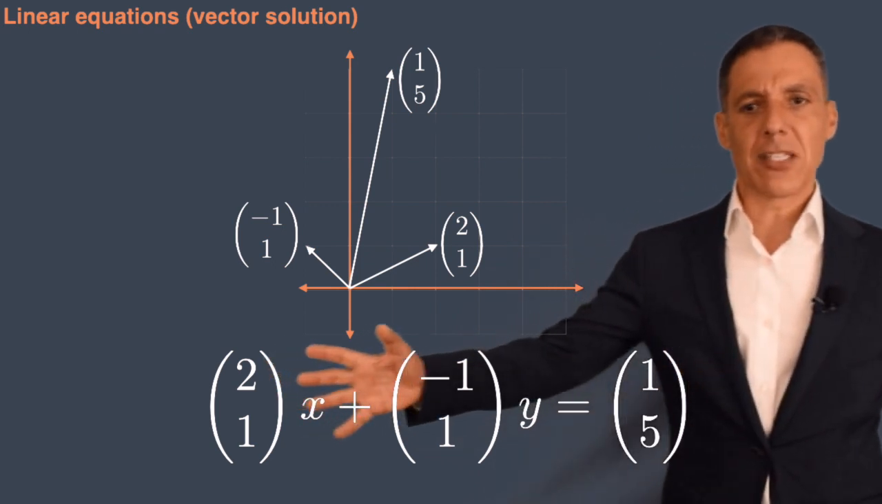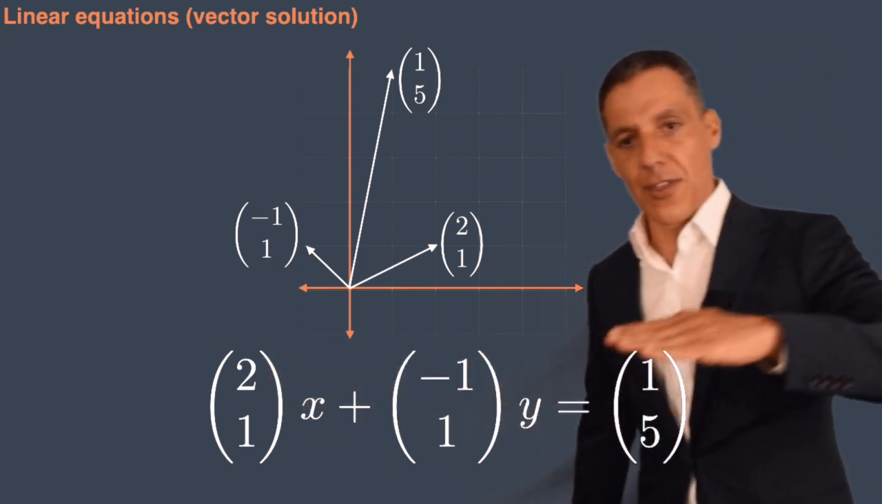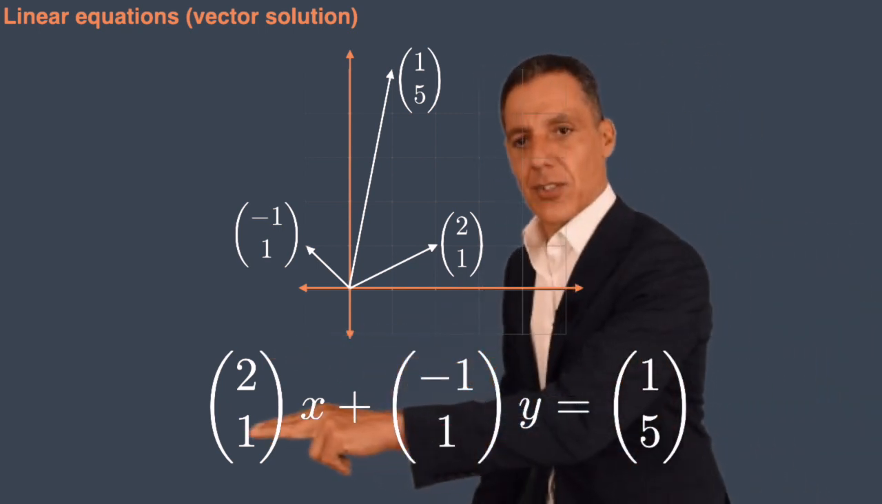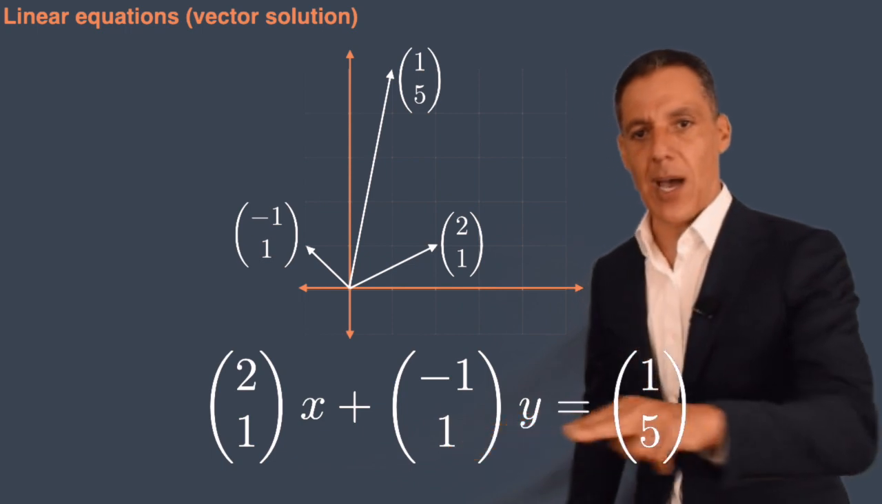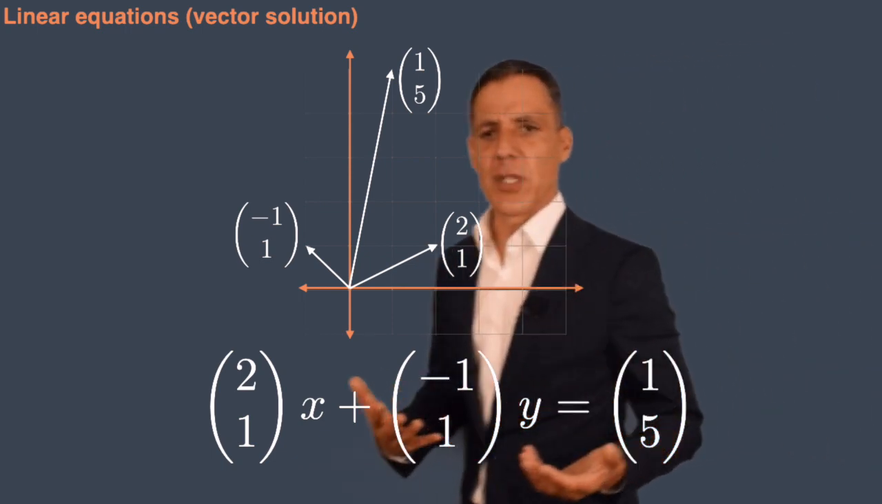So here again is my newly formulated system of linear equations. This is one equation here, 2x minus y is equal to 1. This is another equation down here, x plus y is equal to 5. So let's just think about what we're trying to do here.